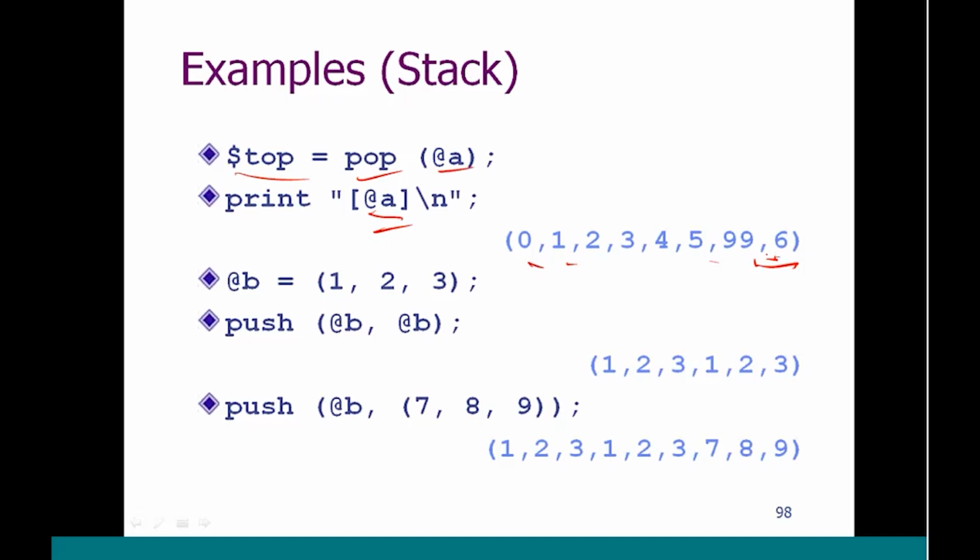And then we define another array variable called @B, which is assigned 1 2 and 3, and then we do a push @B, I mean push @B to @B. That means you concatenate it at least 2 times, so we get 1 2 3 1 2 3. Now if we push another array 7 8 9, all those constructs are lost, and it basically becomes a longer array: 1 2 3 1 2 3 and 7 8 9.